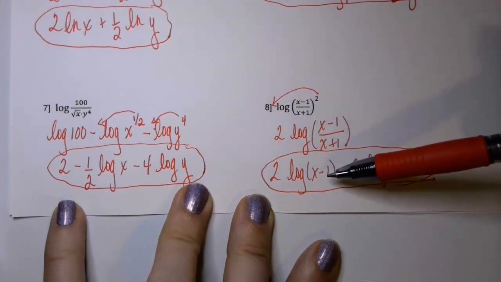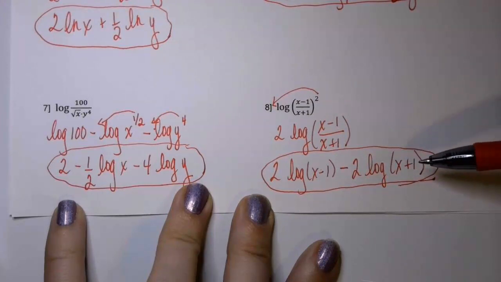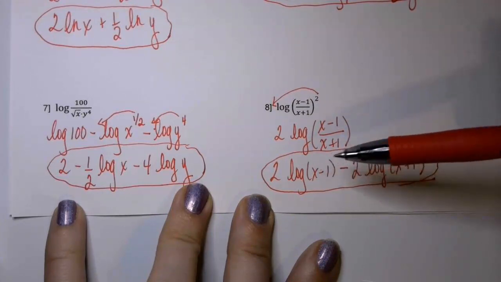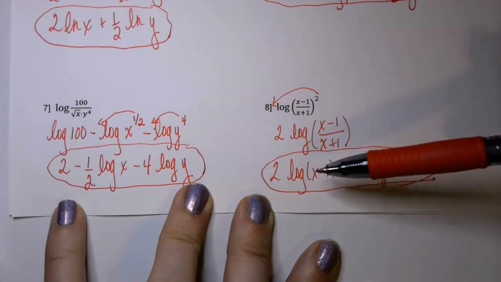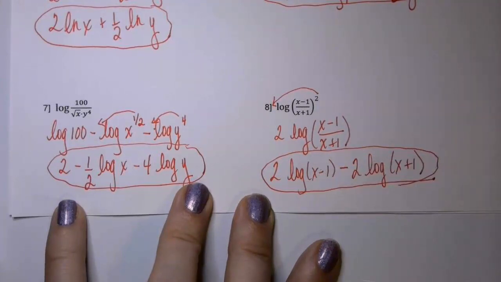Okay, don't be tempted by this x minus 1 in parentheses and this x plus 1 in parentheses. We don't have a sum property for expanding and condensing logs, only a product property. So this won't expand any further.